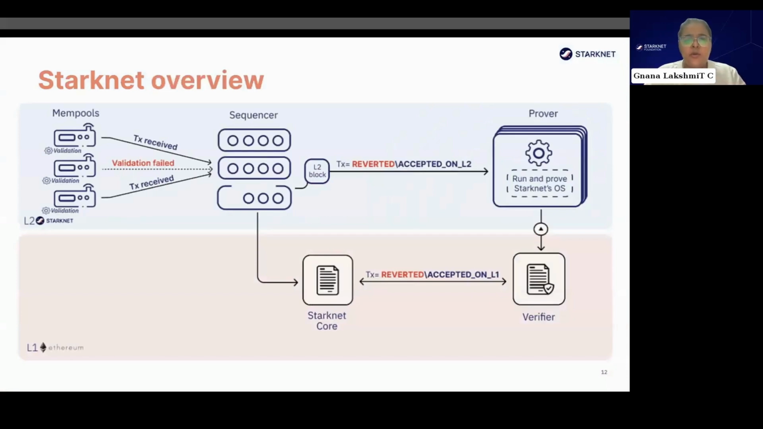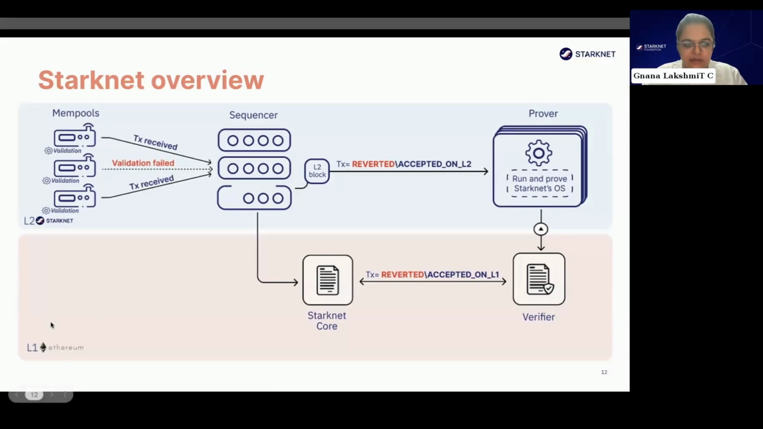And let's take a quick overview of how this would look. Just ignore this mempools. It's not the same as Ethereum mempools. Just think of all of these as transactions. So the sequencer receives the transaction, and the sequencer is the one responsible for creating blocks. It creates the blocks, and then you get this L2 block. And you create a trace and send it to the prover. The prover will create the proof, and it runs and proves the Starknet OS. Then it sends the generated proof to the verifier, and the verifier will verify the proof on Ethereum.